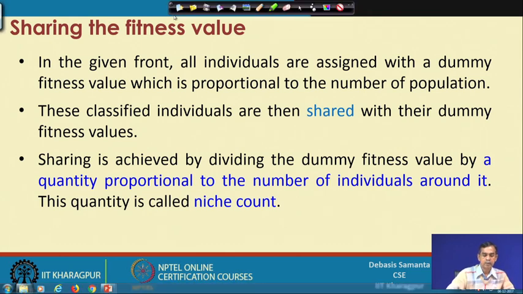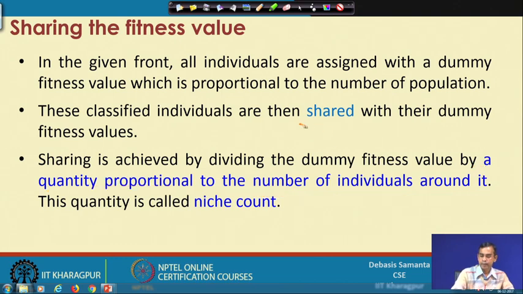So here the idea about sharing the fitness value is like this. In any front, all individuals are assigned a dummy fitness value which is proportional to the number of population. These individuals are then shared with their dummy fitness values, so it is called the sharing concept. Sharing is achieved by dividing the dummy fitness value by a quantity proportional to the number of individuals around it. This is the niche concept, so it is the niche count.